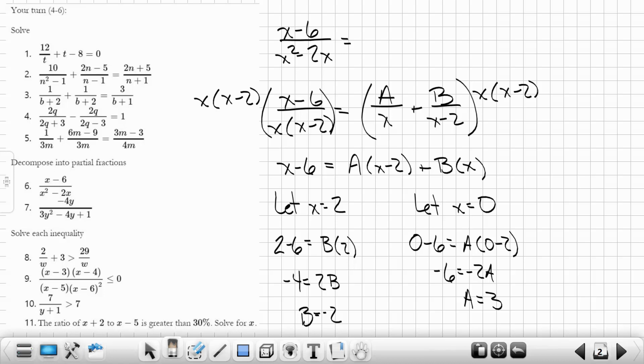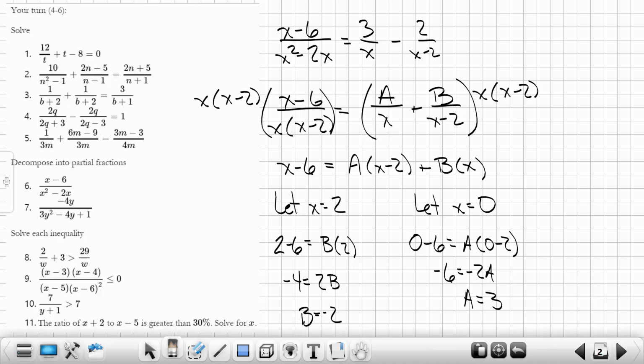What'll happen is it would have been flipped. If I swapped them, this would have just said A is -2 and B is 3. Because at the end, A is what's over x, so I get 3 over x. And B is -2, so -2 over x minus 2.